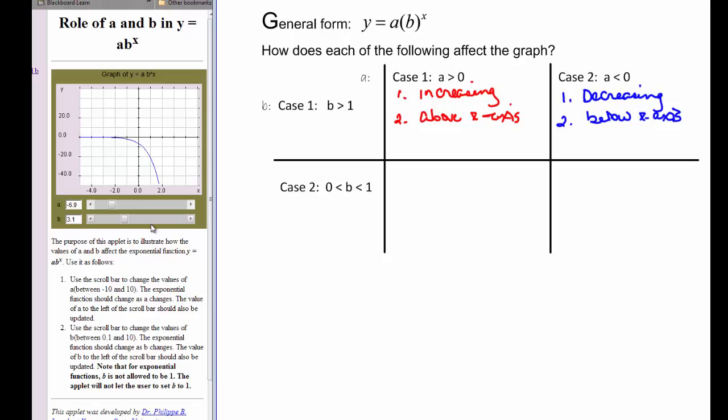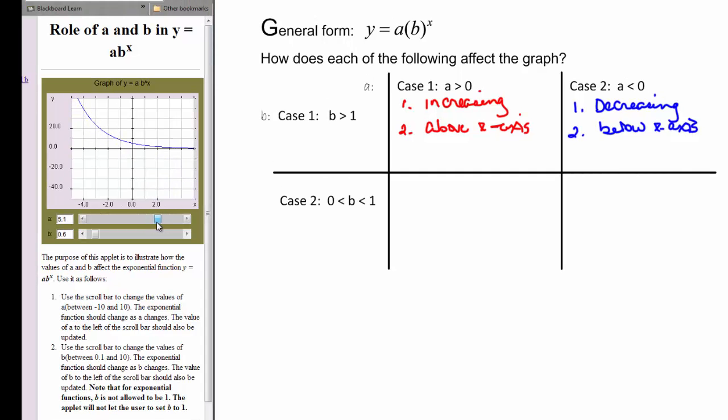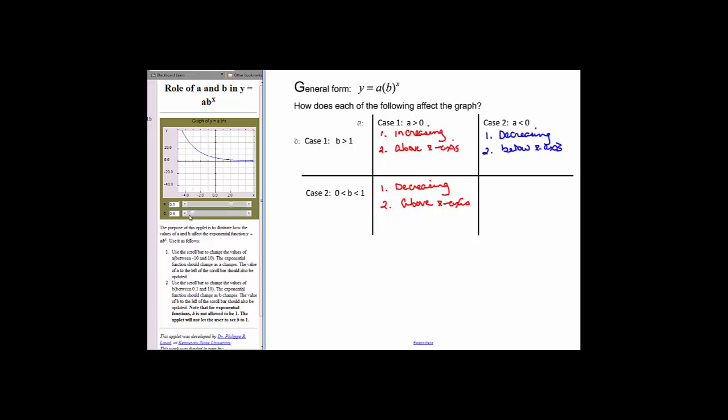Now if we look at our other case where we have B between 0 and 1, and A is greater than 0, going back and looking at our graphic, now we can see that as we move A, it moves up and down the y-axis again, and we can also see that the graph is decreasing as x gets larger. Then y is going to be decreasing, and these graphs were above the x-axis.